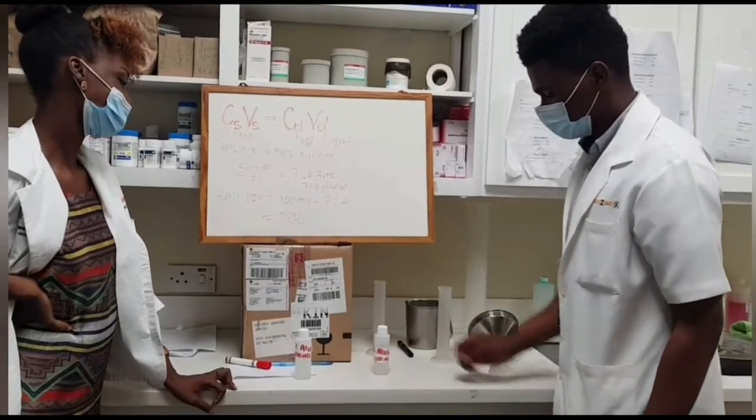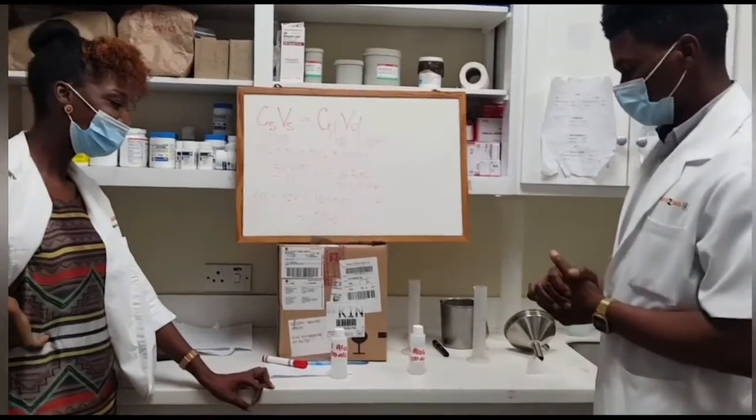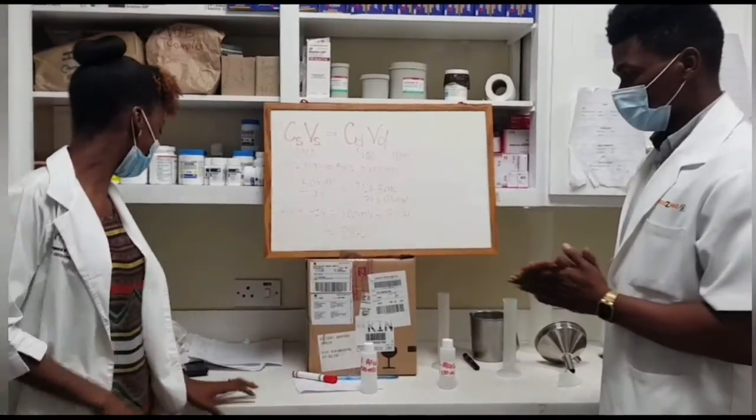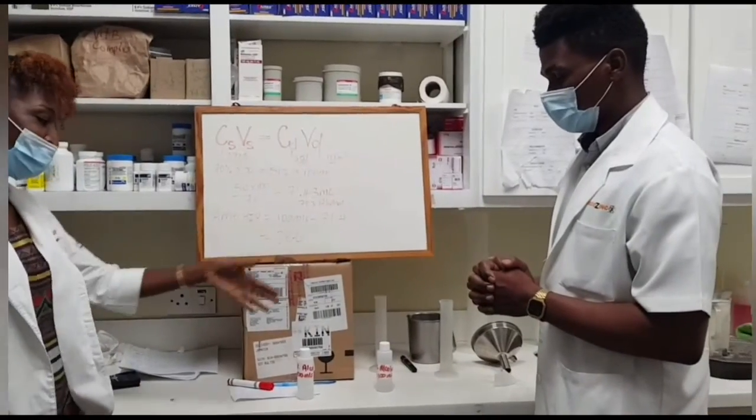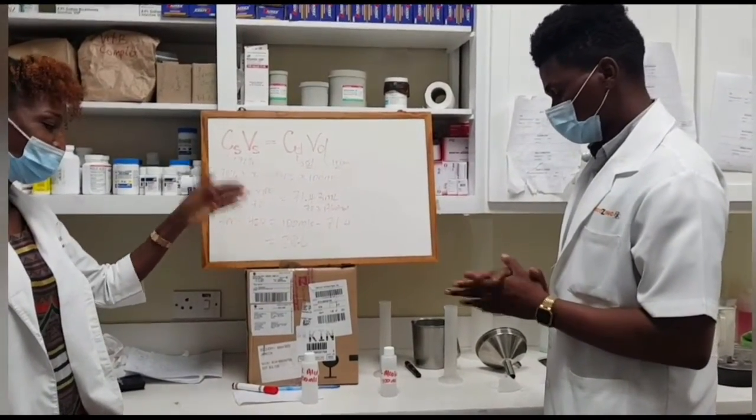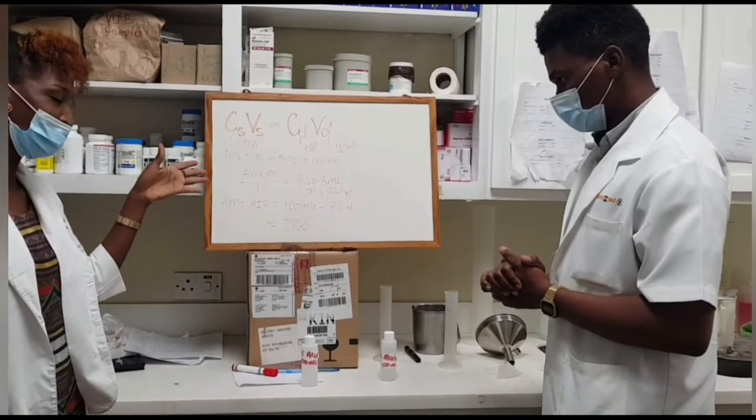There you go. Oh, that was a good job. It was very smooth. So there you have it. That's your 50% alcohol made from 70% alcohol.